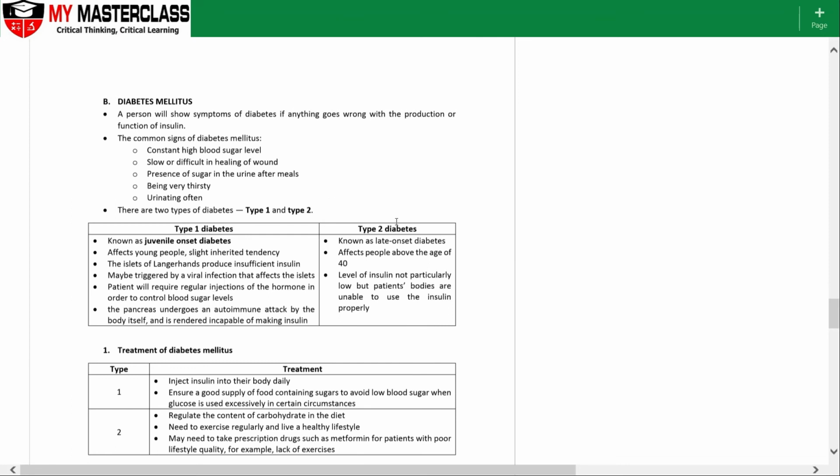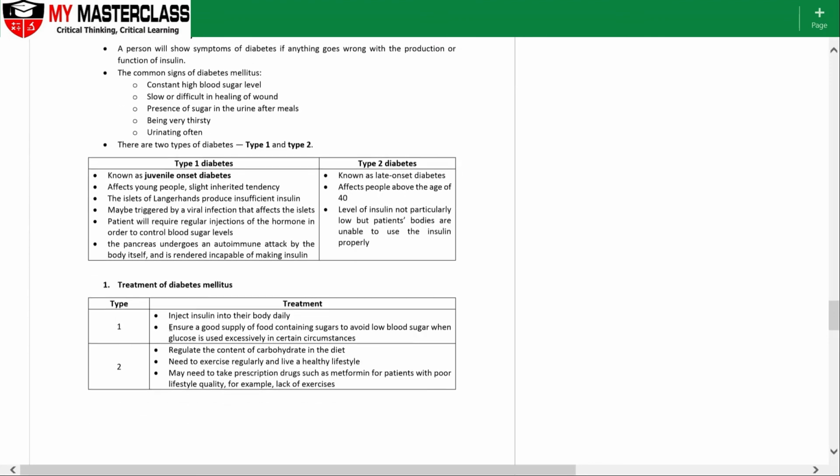On the other hand, type 2 diabetes is usually late onset and often due to diet, environmental, or even work-related stress. In this case, the level of insulin might not be low, but the body has so-called forgotten how to use the insulin. We call this type of patient insulin resistant. So in type 1, we will have to inject the insulin.